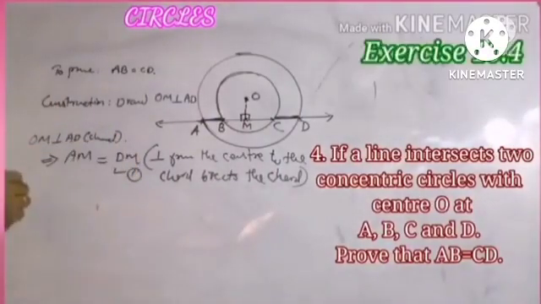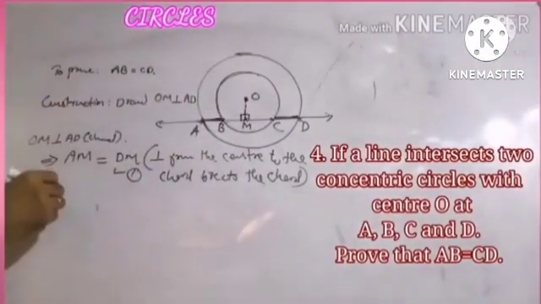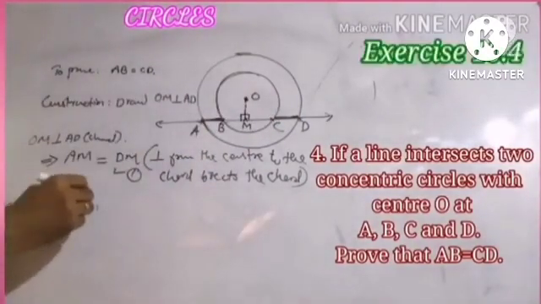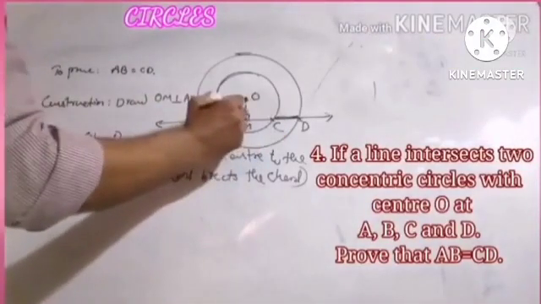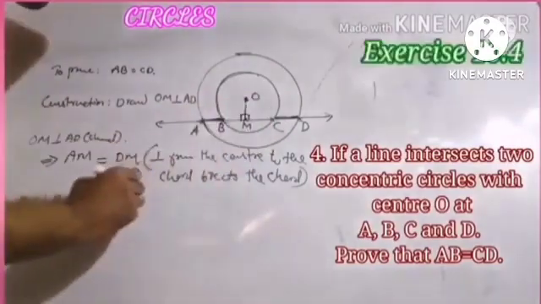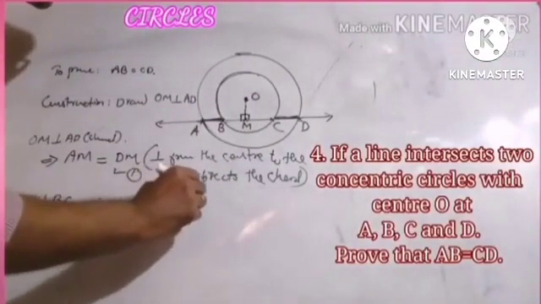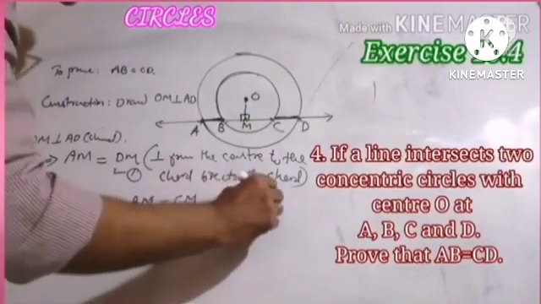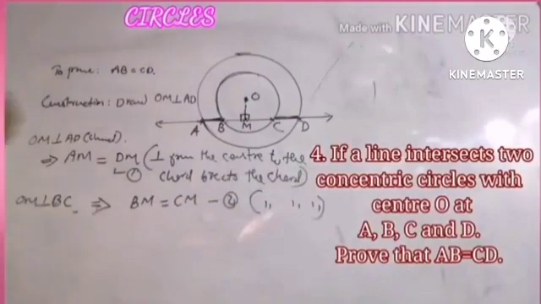Similarly, OM is perpendicular to the second chord, the smaller chord BC, which implies BC is also a chord. So BC is divided into equal parts. Which are the parts? BM and CM. BM equal to CM. That will be equation number 2. Reason, same reason.